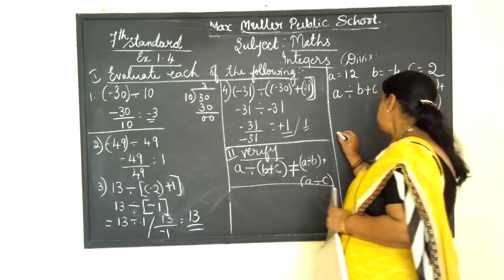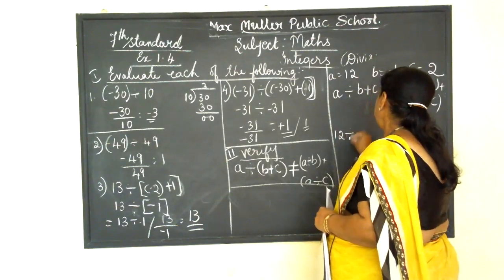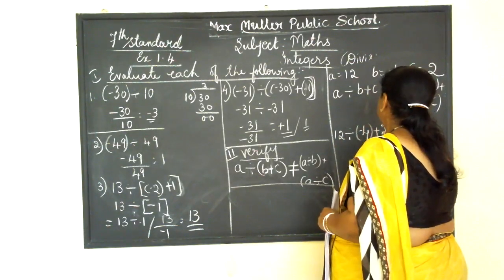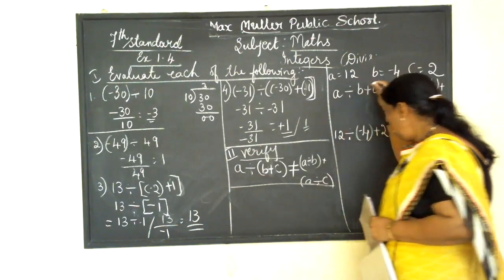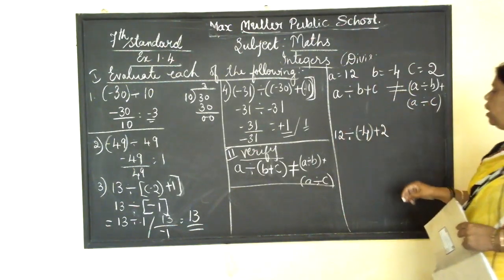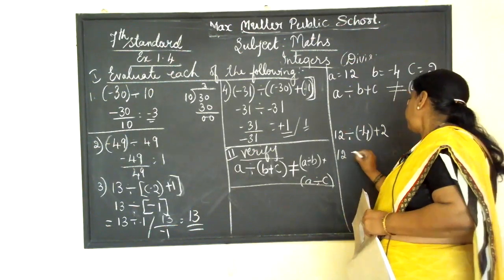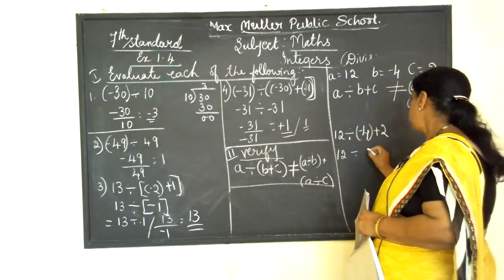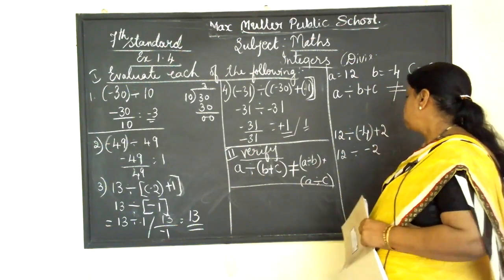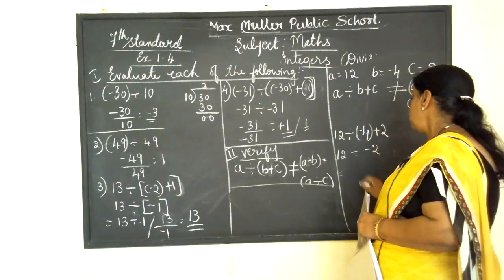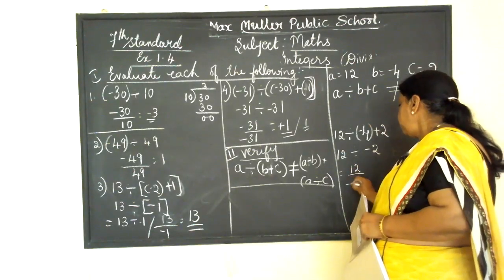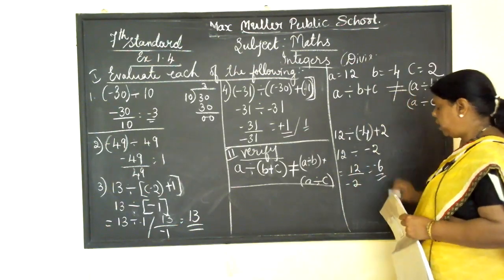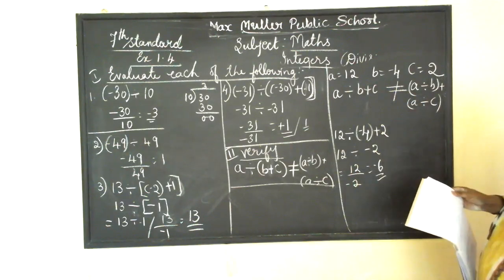So, A value is 12. 12 divided by (minus 4 plus 2). First we will solve this one. 12 divided by minus into plus, minus 2. We will have a difference. 12 divided by minus 2 will be 6, as answer, minus 6. Okay?